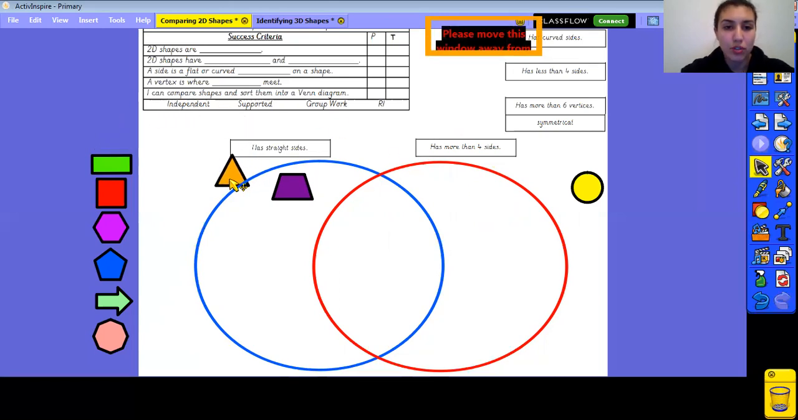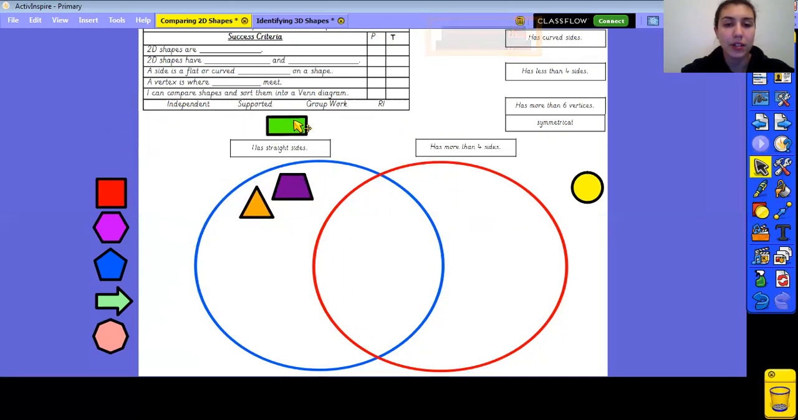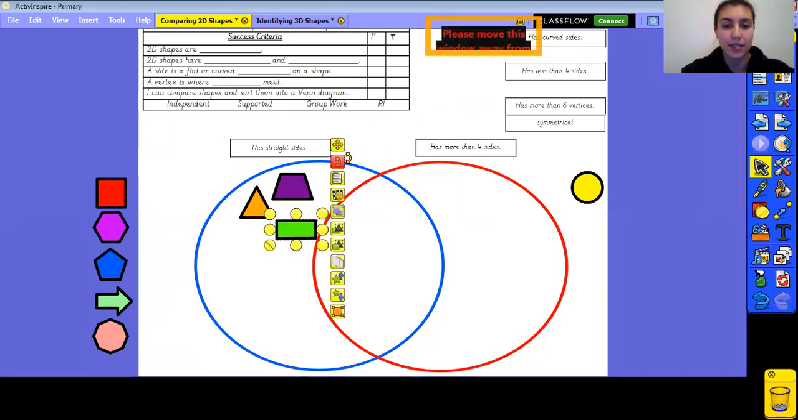Does this shape, this triangle, have straight sides? Yes, it does. Does it have more than 4 sides? No, it doesn't. So it only belongs in our blue circle. The rectangle then, does our rectangle have straight sides? Yes, it does. Does it have more than 4 sides? No, it doesn't. It only has 4 sides.